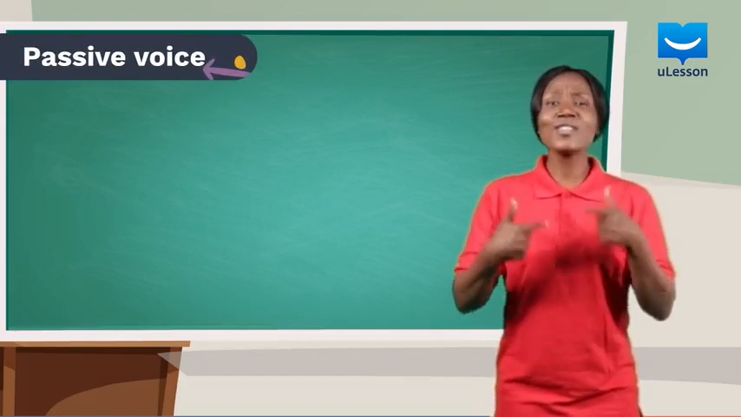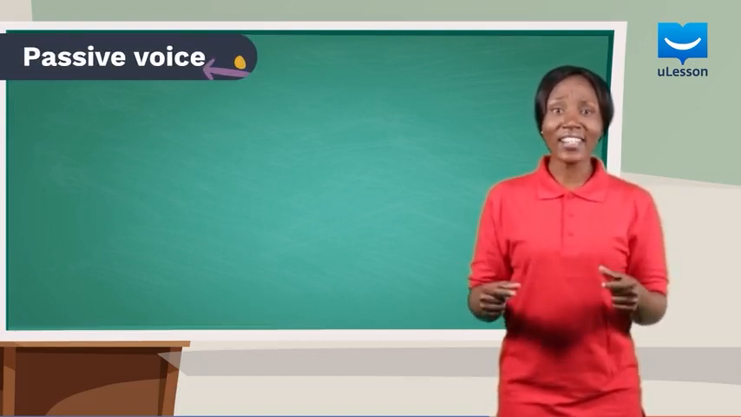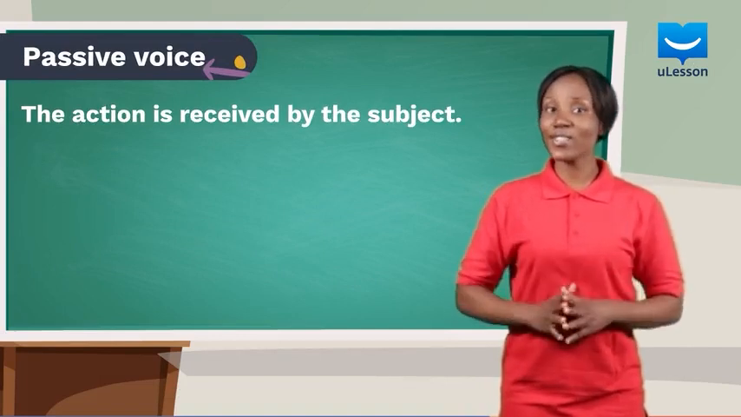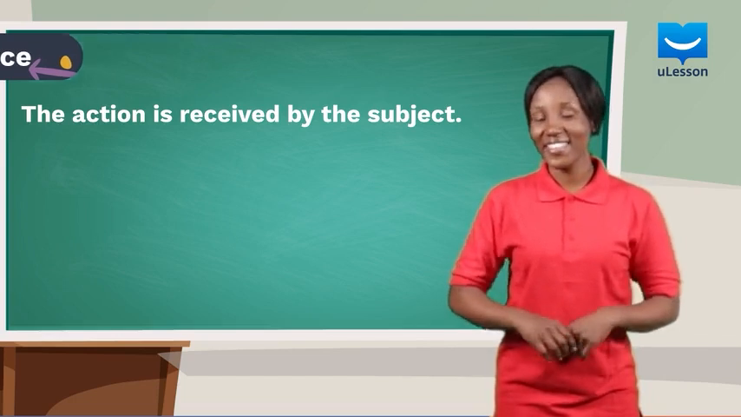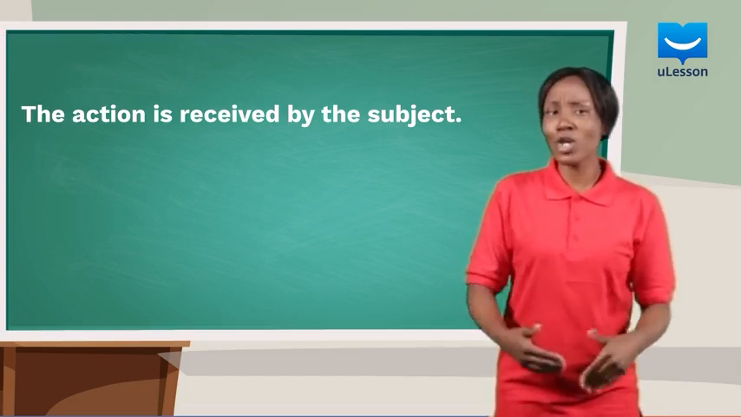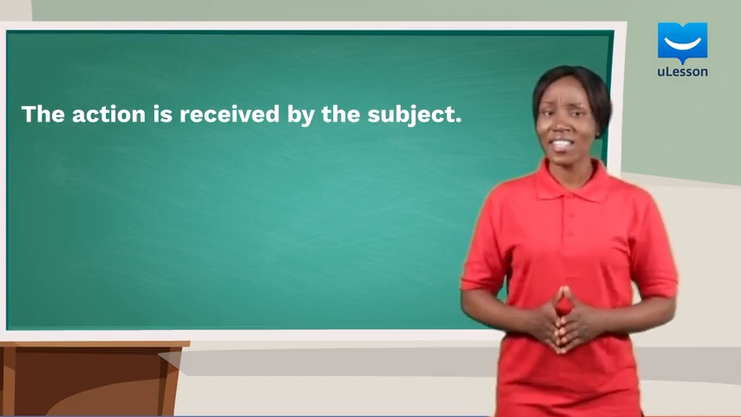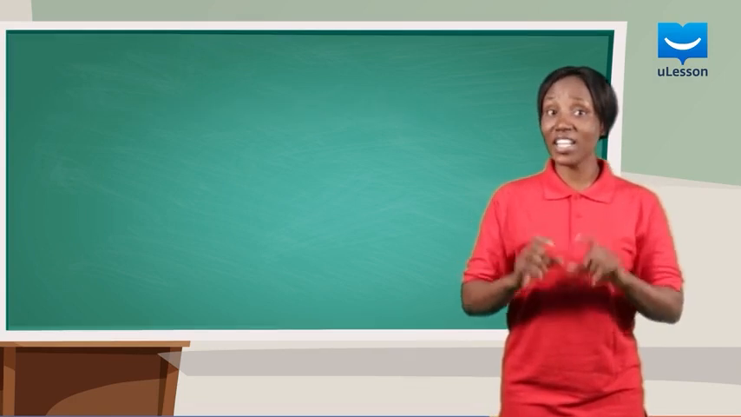For the passive voice, a switch occurs. The subject is no longer the doer. Rather, the action is received by the subject. I also use the passive voice there. So, what is the structure of a passive sentence? Let's examine the structure using an example.